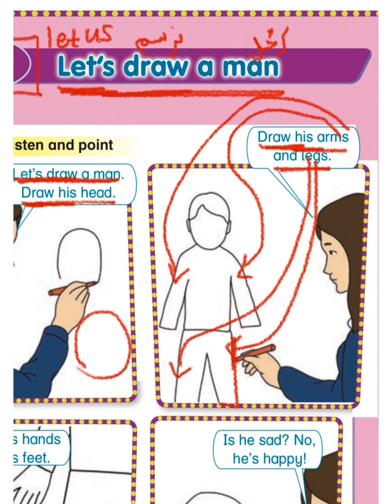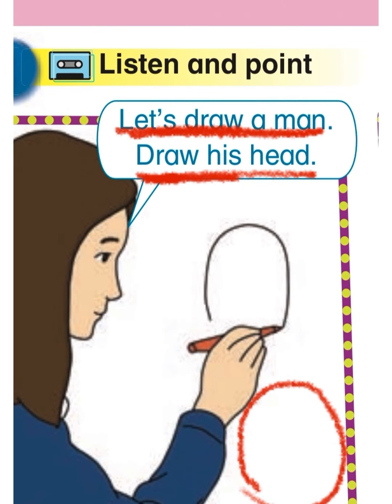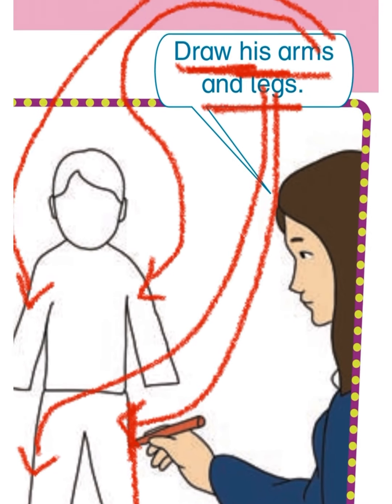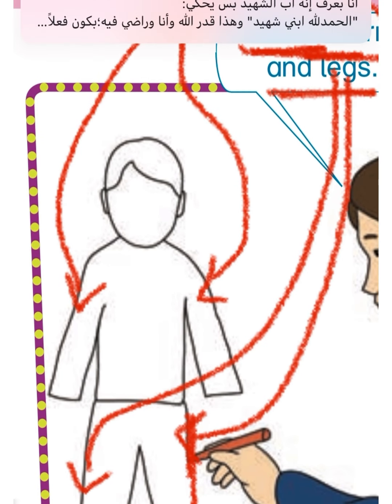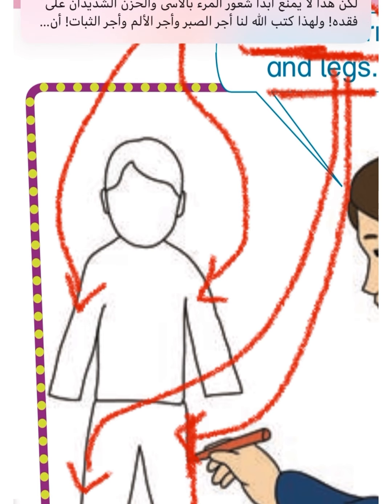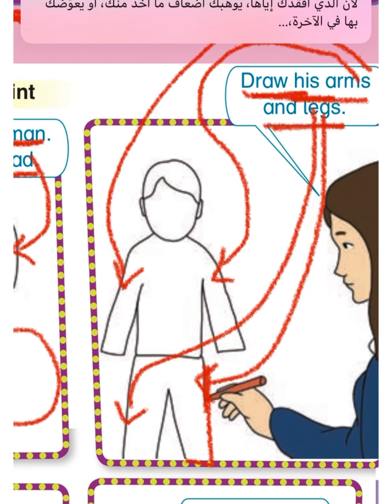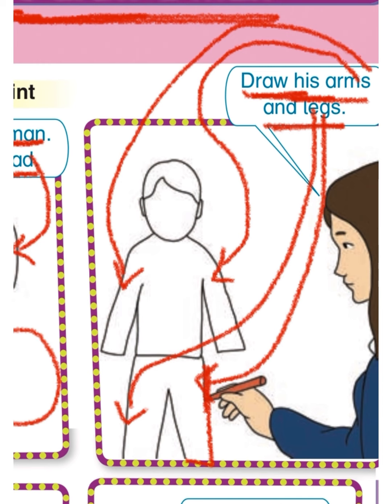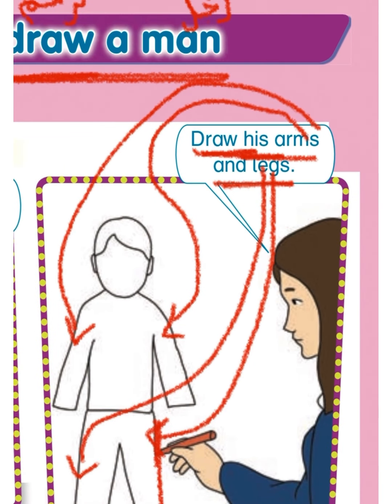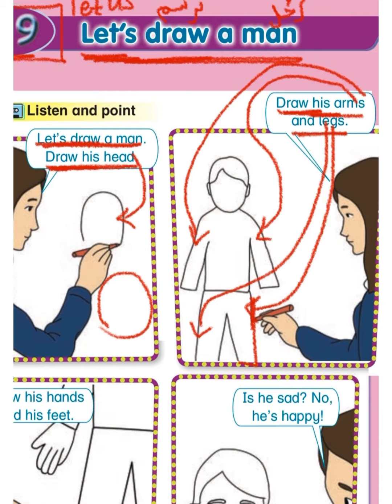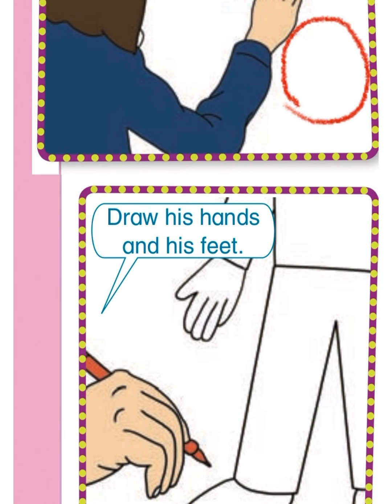Okay. Again, picture number one. Let's draw a man. Draw his head. Head means رأسه. Draw his arms, ذراعيه. And legs, أرجله. Legs, L-E-G-S. Arms, A-R-M-S. Draw his arms and legs. Okay? Okay.